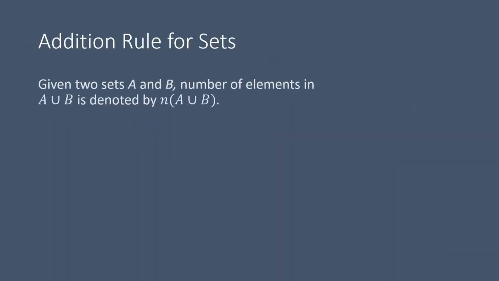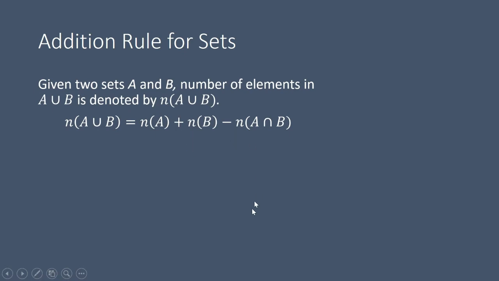Addition rule for sets. Given two sets A and B, the number of elements in A union B, which is denoted by this symbol, is given by this. The number of elements in A union B is equal to the number of elements in A plus the number of elements in B minus the number of elements in their intersection. Some students are sometimes lost about this part. They understand this part, you add the elements of both sets, but why this? You will see it from my example.